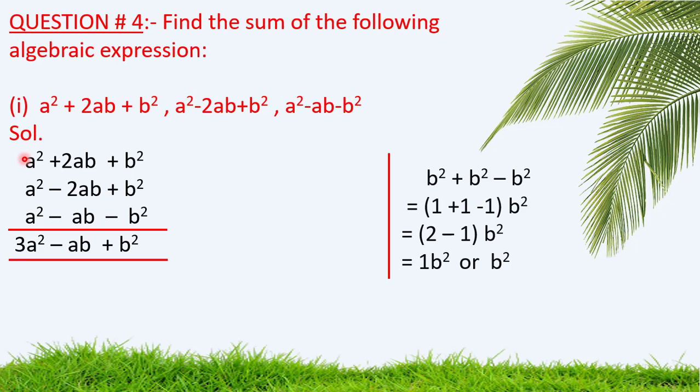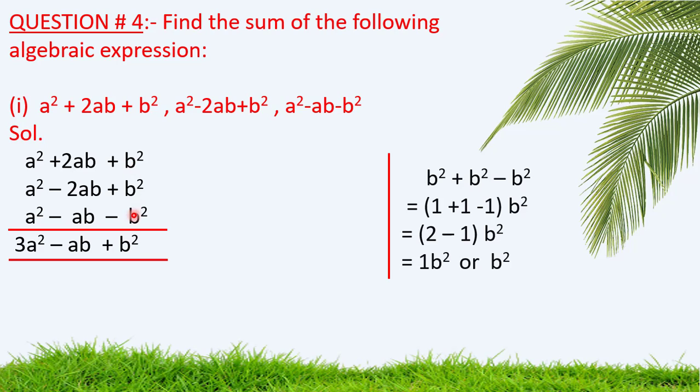Here the coefficient is 1. So 1 plus 1 plus 1, that will become 3. And we have to write the variable a raised to the power 2 with this sum as it is. Now we will add the coefficients of these terms in this column. Plus 2 and minus 2, that will become 0, means nothing. So we will cancel these terms and we are left with minus ab. So we write minus ab here as it is. Now add the coefficients of these like terms. Plus 1 plus 1, that will become plus 2. Plus 2 minus 1, that will become plus 1. And the variable b raised to the power 2 we write here as it is.